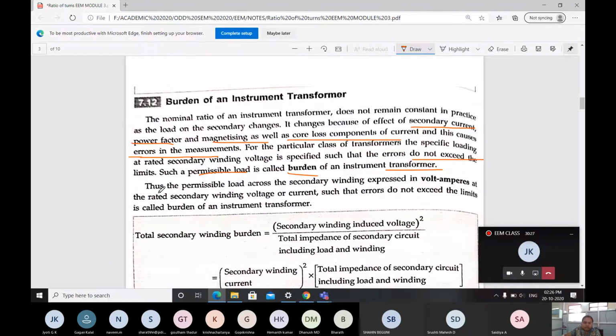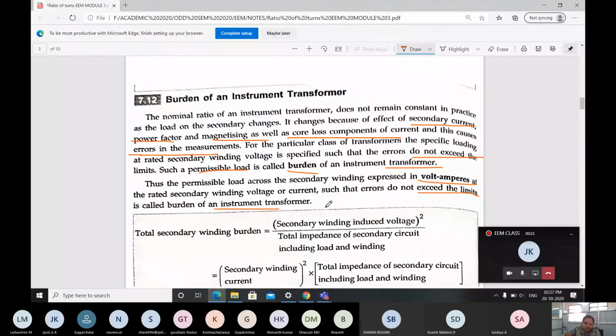Thus the permissible load across the secondary winding, expressed in volt amperes at the rated secondary winding voltage or current such that errors do not exceed the limits, is called the burden of an instrument transformer. This is the meaning of burden of instrument transformers.